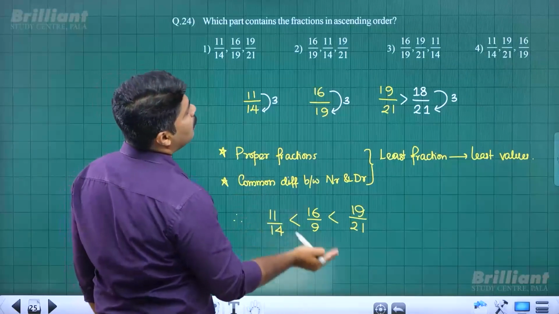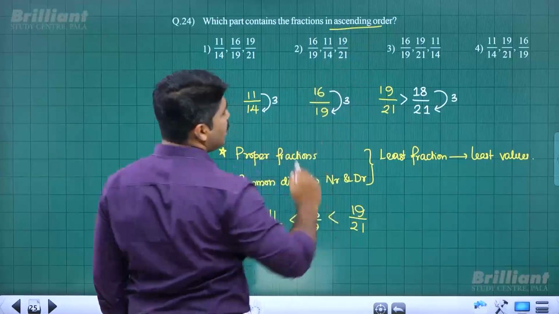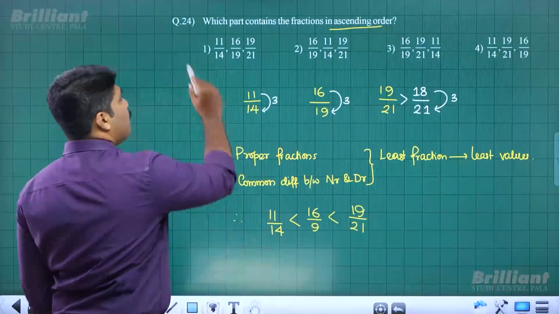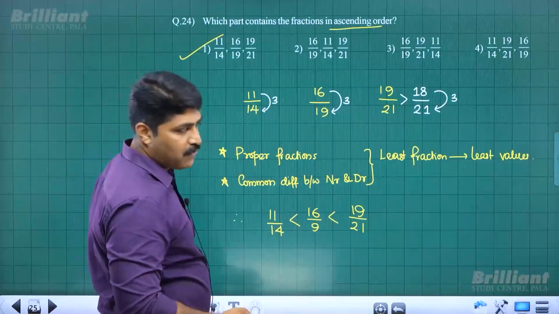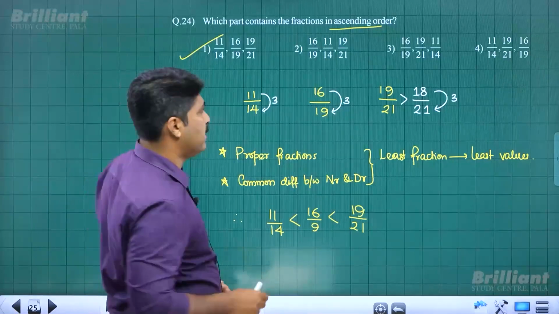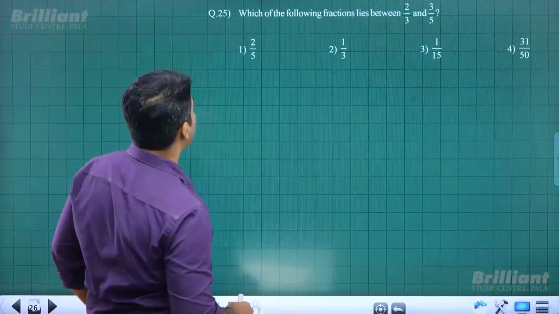So this is the order if you are arranging in ascending order. Ascending order means from least to largest. Therefore, that is our option 1. So this is an easy, tricky way of comparing fractions. So we can move to our final question here.